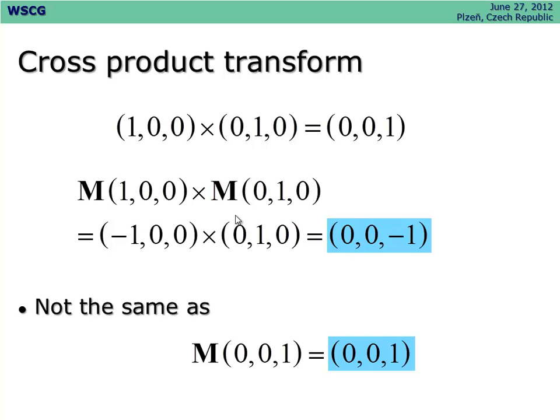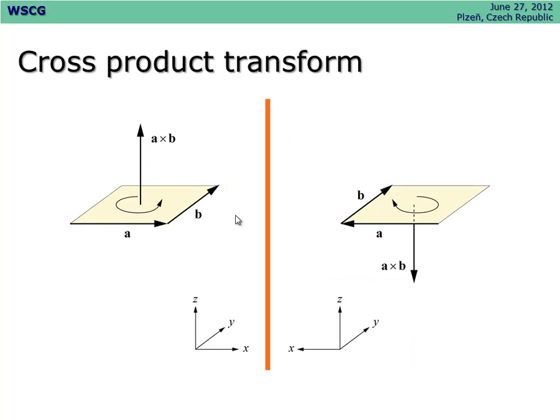Transforming the result of a cross product is not the correct way to transform. It doesn't give us the right answer that we get if we transform the inputs first. So something weird's going on here. And here's just an illustration of it. If we take this cross product A times B, it points up out of the plane here. But suppose this is a mirror here, so A would flip directions and B still goes this way. And then if we were to take that cross product, it points in the opposite direction. It negates.